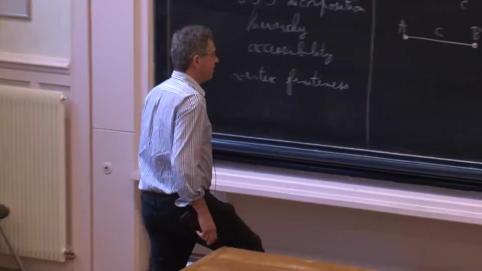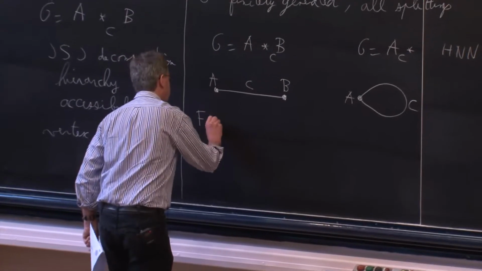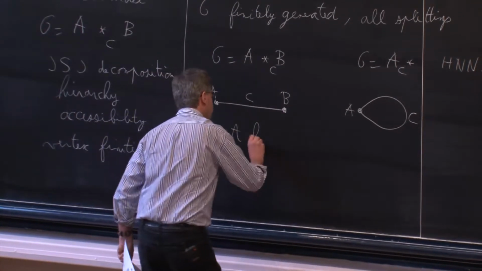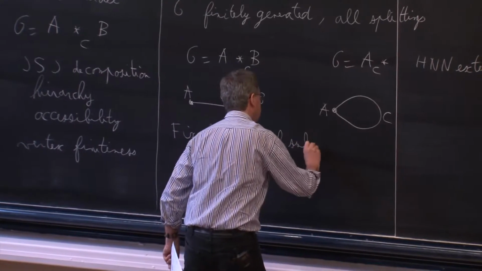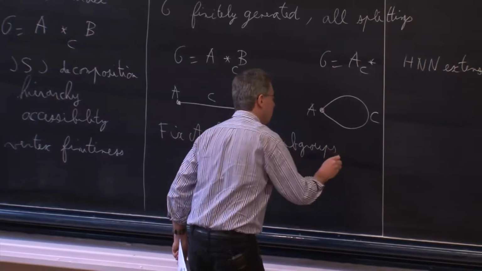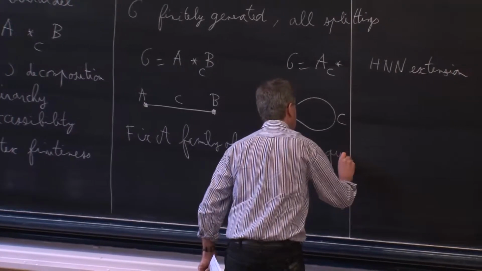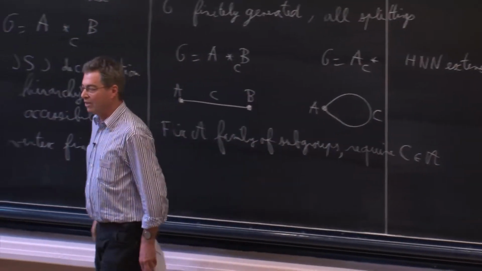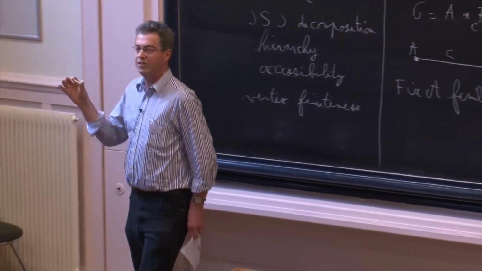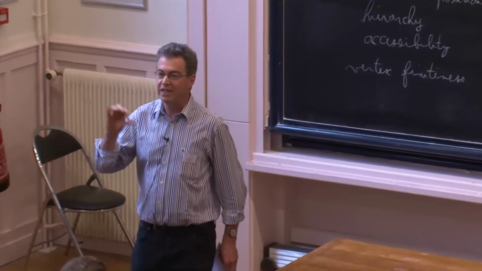And so I'm going to fix a family of subgroups. So fix A, a family of subgroups of G. And we're going to require that the edge groups belong to this family. So to fix ideas, just think that the family is a family of cyclic subgroups.